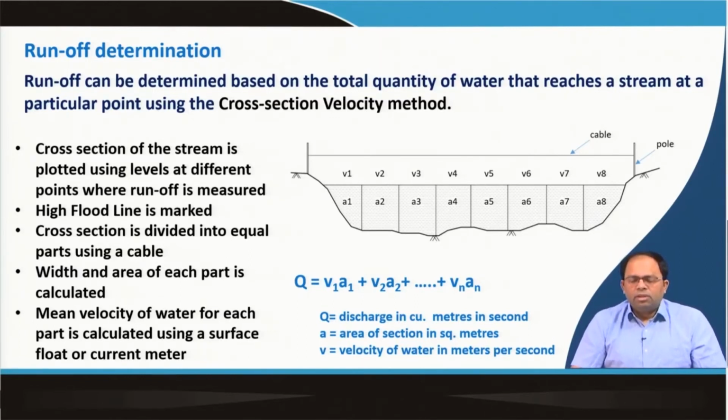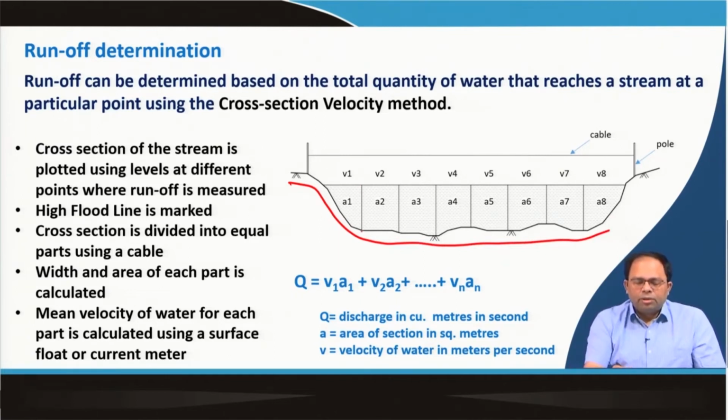To do that, the first job is to understand the profile of this particular stream. So we need to determine the cross section of the stream, and it is plotted using levels at different points where runoff is measured. We have to measure the levels, the depth of this stream at different locations, and that gives us a cross section. And then we measure the high flood line. This is the high flood line, the maximum water level.